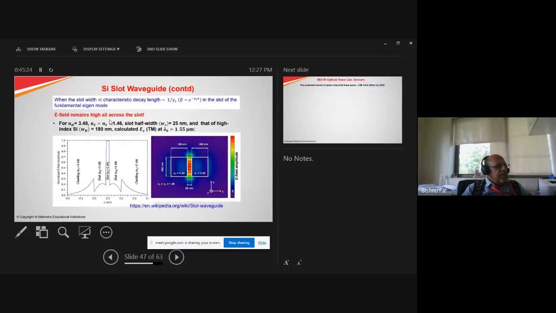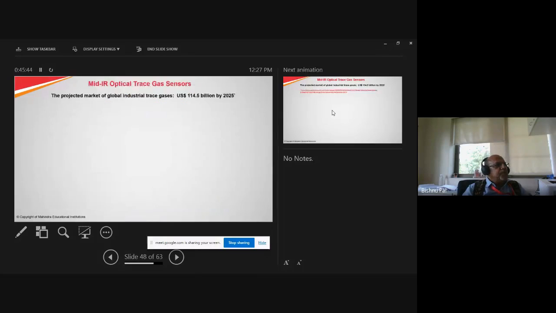For these kinds of dimensions, this is the plot of the normalized electric field amplitude in a slot waveguide. You can see at the central region the refractive index is 1.46, but the surrounding region is 3.48. You get a very strong electric field in the slot region.